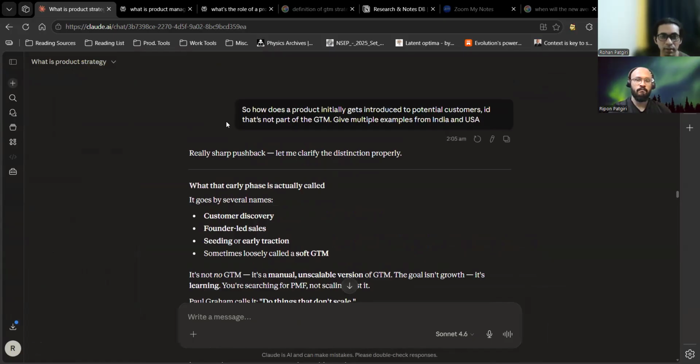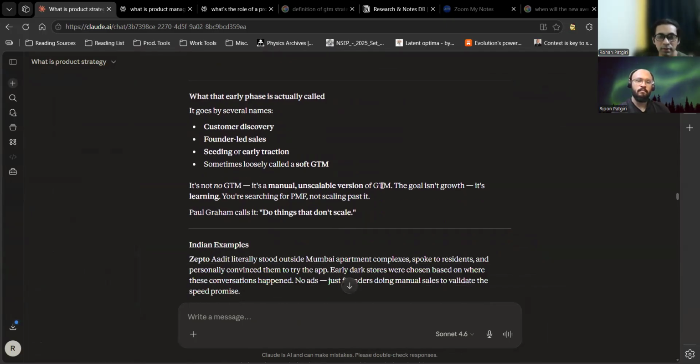So that's the question that I had as well. How does the product initially get introduced to the potential customers if that's not part of the GTM? The question that I was trying to ask is that GTM is the strategy to launch the product once it has been validated at the product market stage. But what about getting the prototype to the first batch of audiences to test the product market fit in the first place? How is it possible to get that?